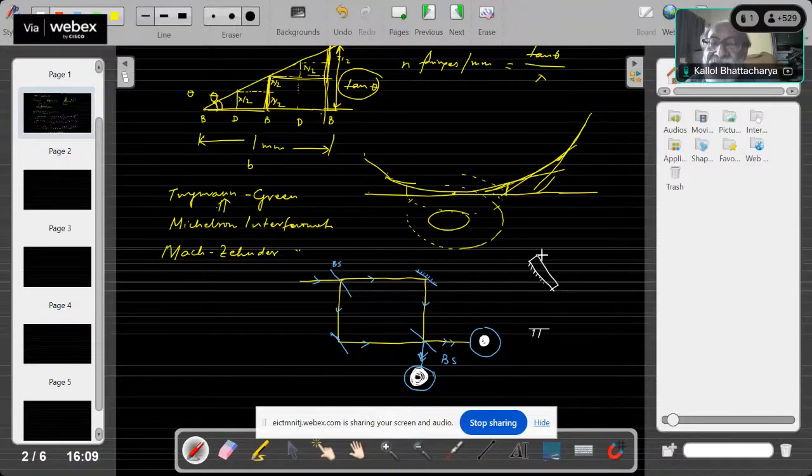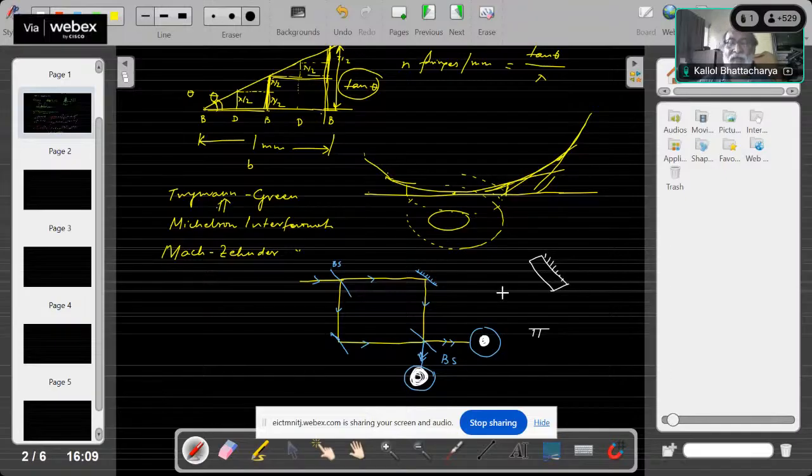Let us say this surface is mirrored. Just let me undo this. This surface is mirrored. Okay, so this is not a fully mirrored, but a half-mirrored surface.